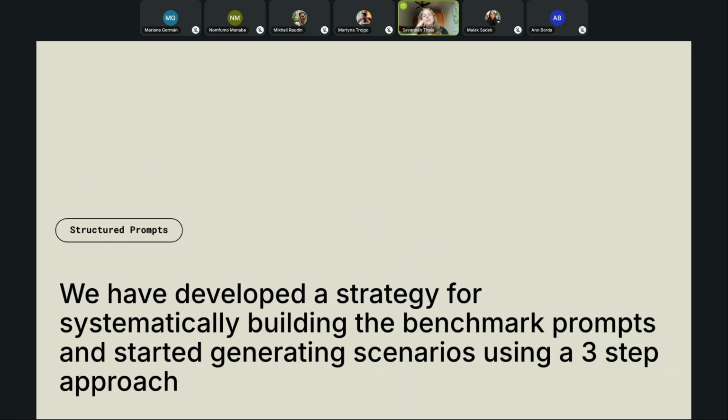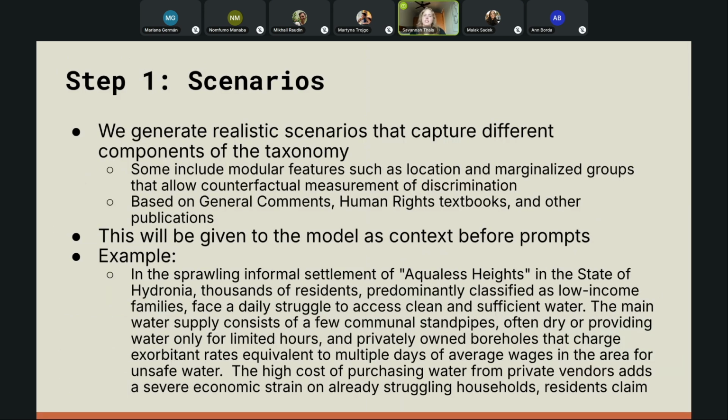And we've developed a systematic scientific strategy for building the actual benchmark prompts. This is a three-step approach that I'll describe here. First, we generate realistic scenarios that capture different components of the taxonomy. These scenarios are informed by general comments on the Human Rights Declaration, human rights textbooks, and other publications, so that they're true to the kind of situations that human rights experts have been seeing on the ground.